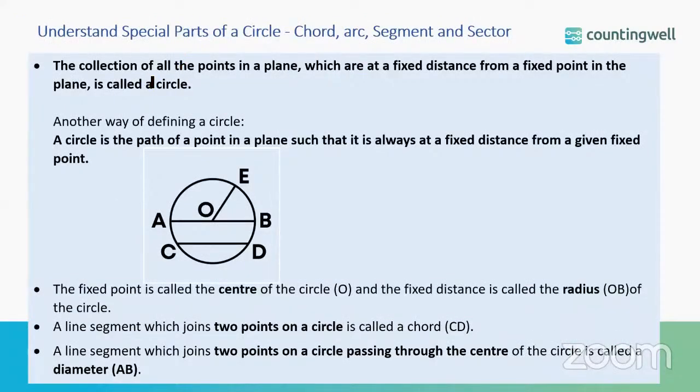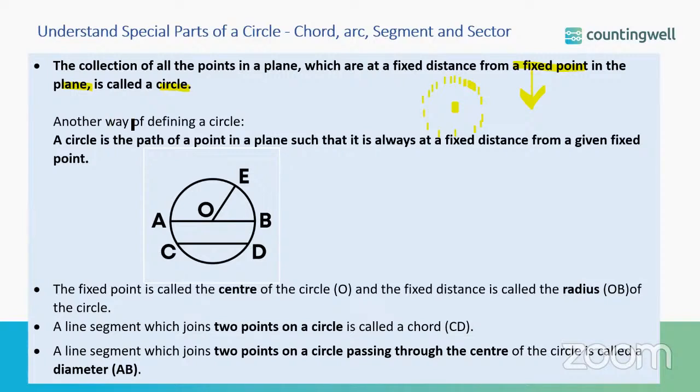Now, what is a circle? It is nothing but the collection of all the points in a plane which are at a fixed distance from a fixed point in the plane. So that fixed point is nothing but the center. So if we have a fixed point and a collection of points which are at equal distance from this fixed point, that is the center, then we get a circle.